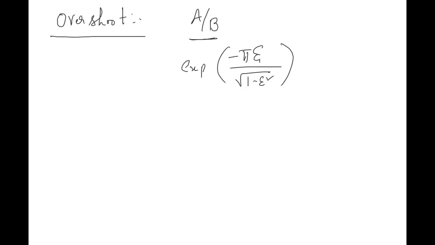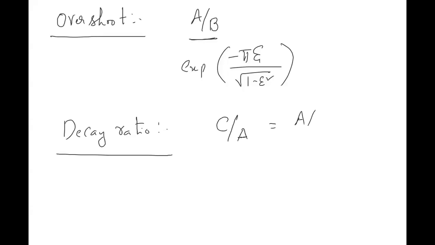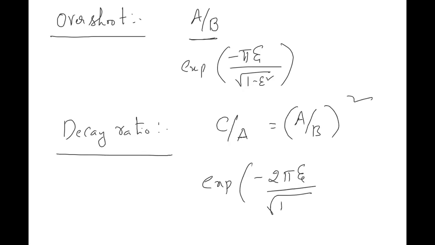Next one is decay ratio. What you call decay ratio is C by A, which is nothing but A by B whole square. That is exponential of minus 2 pi zeta by root of 1 minus zeta square.